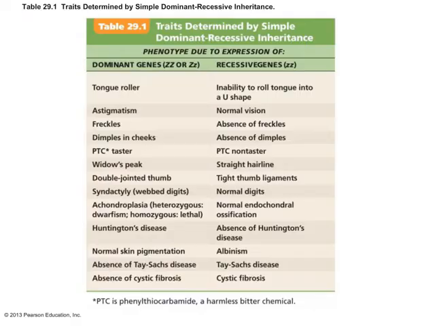Now, table 29.1 in your textbook lists some common dominant traits or phenotypes, that is, phenotypes that result from the presence of one or more of the dominant alleles. And these include things like tongue rolling, astigmatism, freckles, and so on. And we're going to go through a few examples of these in the next slides. Just keep in mind that the dominant phenotype or trait is expressed even if only just one of the alleles is dominant.